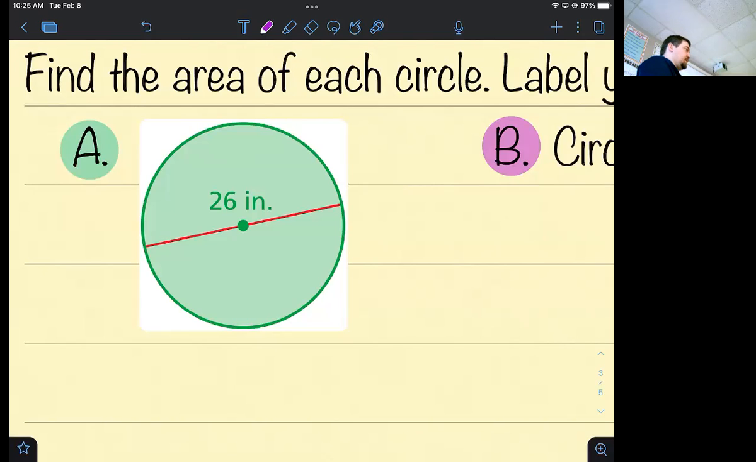I want the radius. So Maddie, if I have the diameter of 26, explain how to find the radius. Yeah, the radius is just half that length. So what is 26 divided by 2? 13. I want to use 13. So if they give you the radius, awesome. If they give you the diameter, divide it by 2 first before you use that.